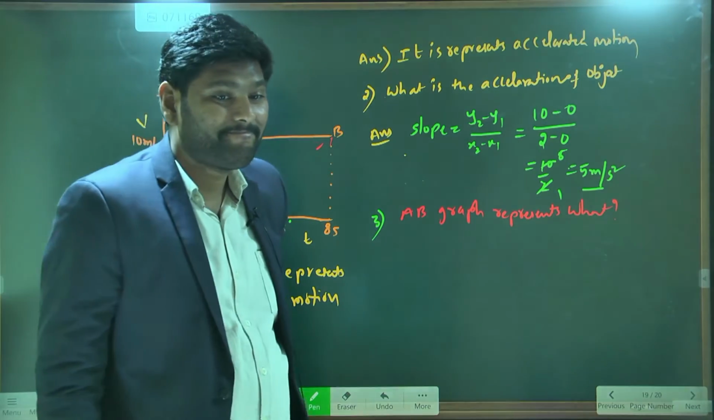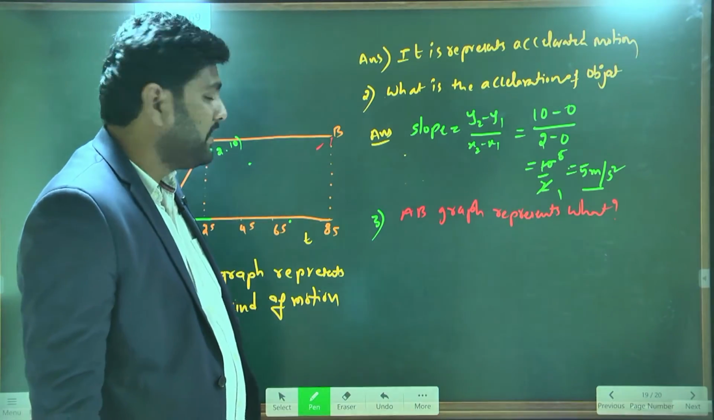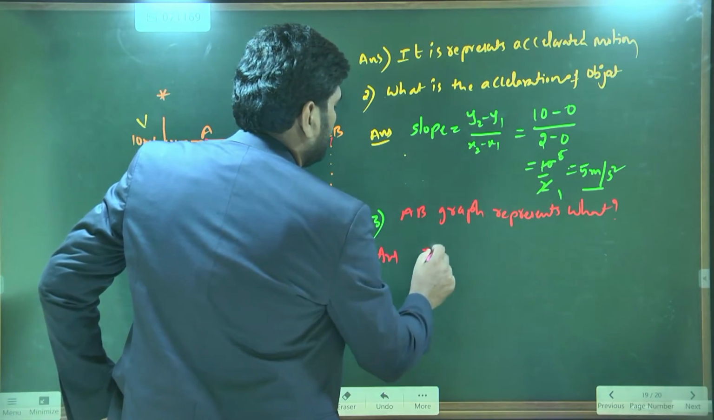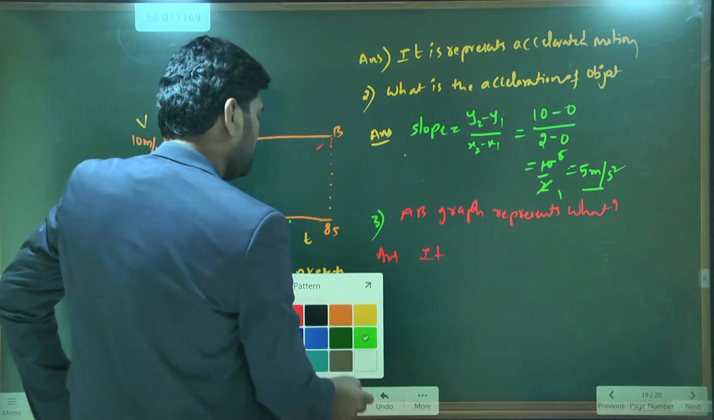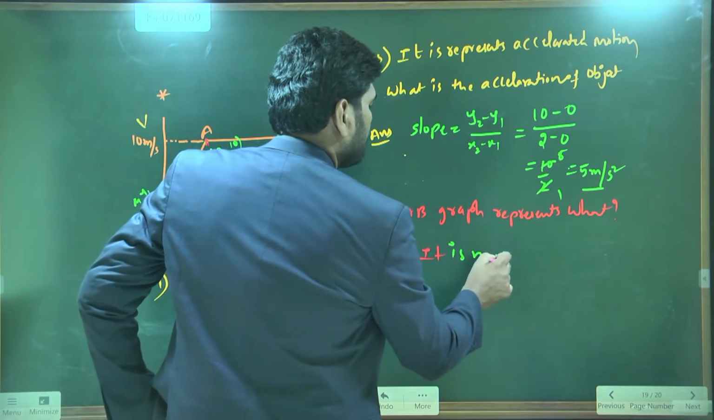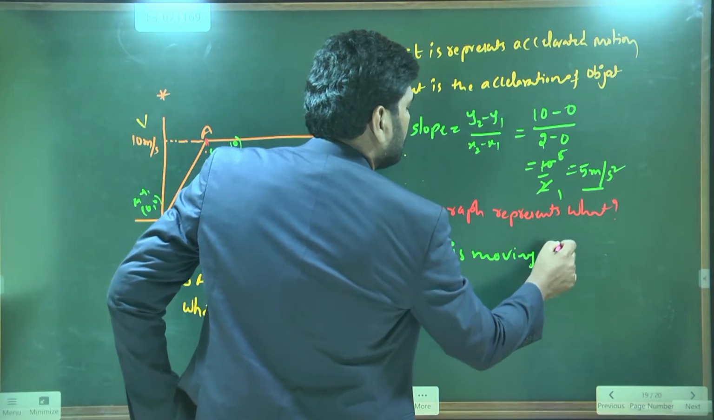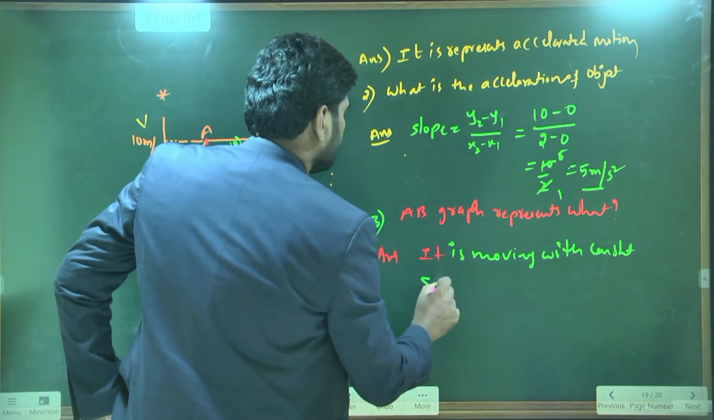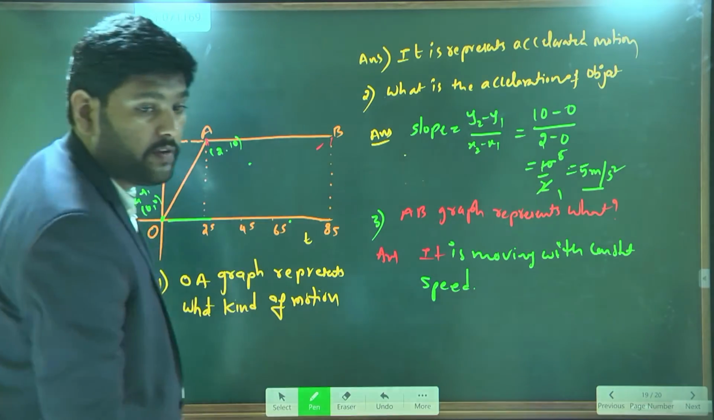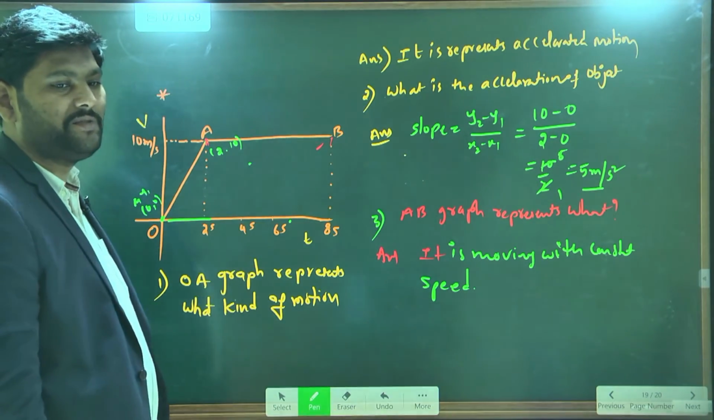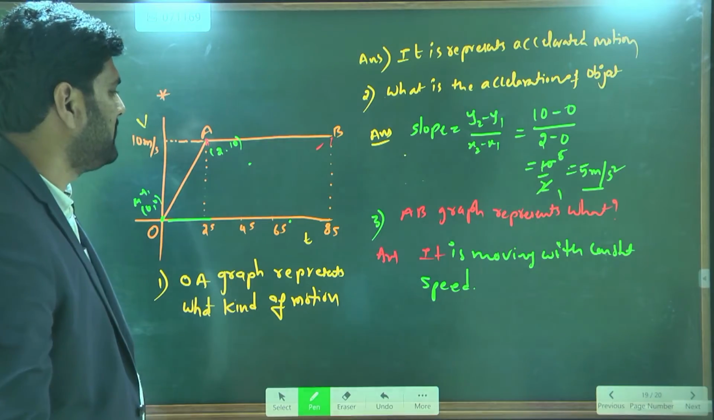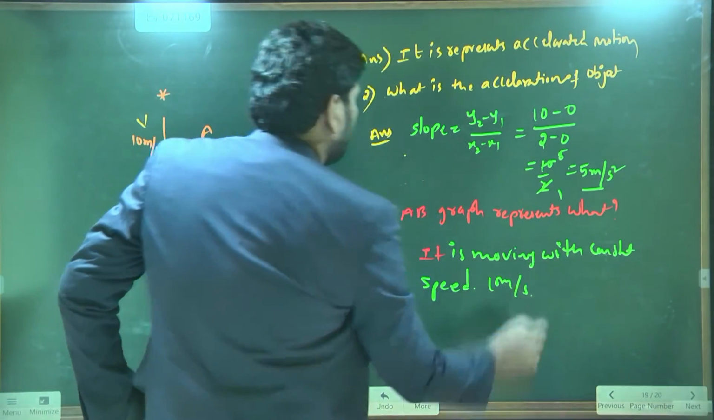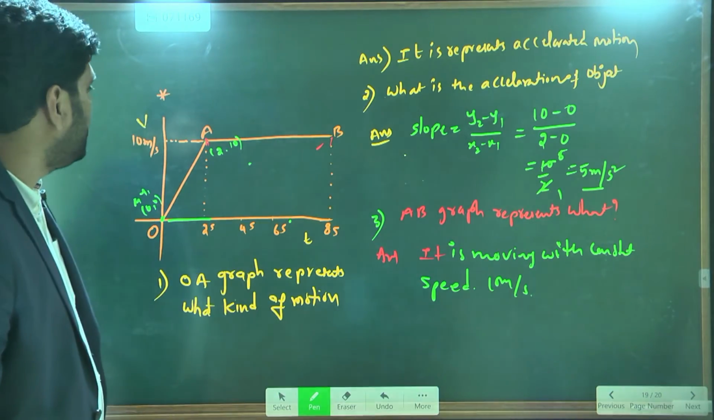The body is moving with constant speed. Very good. So the answer is, it is moving with constant speed. But what is the value of the speed? Tell me, what is the value of the speed? How much speed? Meter per second. Very good. 10 meter per second.